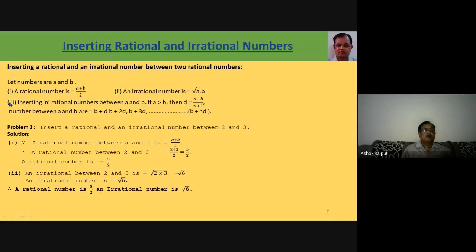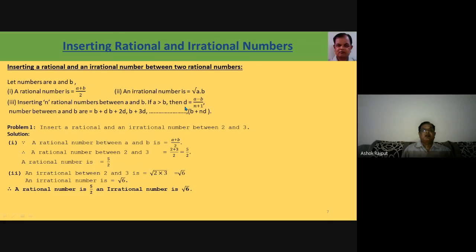But if we want to find more than one rational number between these two numbers, then we will use this process of inserting n rational numbers between a and b. It means first we compare the given numbers. If a is greater than b, then find the difference a minus b, then divide by n plus 1. What is n here? n is the number of rational numbers which we are going to insert. Then we will write d as a minus b by n plus 1.